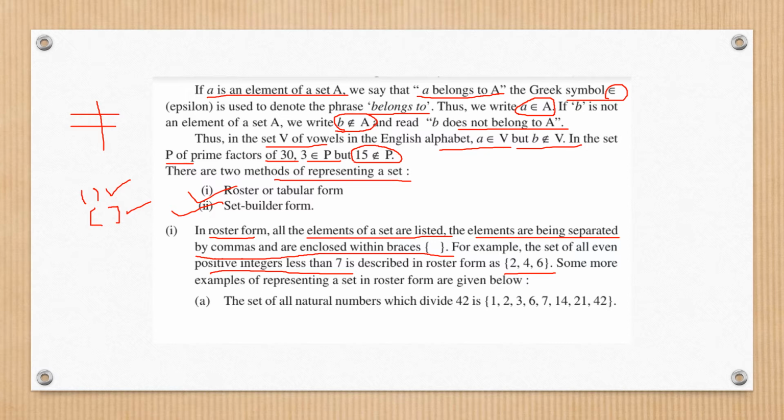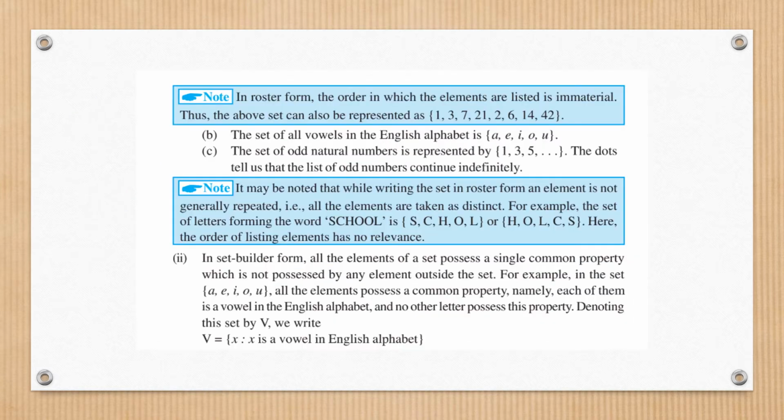See a few more examples, like the set of all natural numbers which divide 42 is 1, 2, 3, 6, 7, 14, 21, 42. The factors are listed here in curly brackets. In roster form, the order in which the elements are listed is immaterial, right? You can see from here that after 1, 3 is written, and 2 is written here. So order is not important, just all elements should be listed.